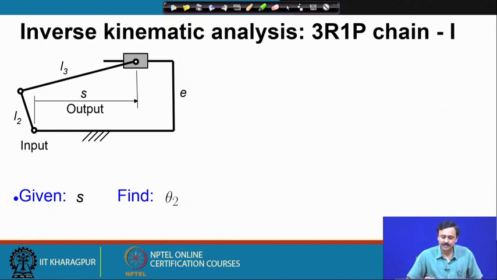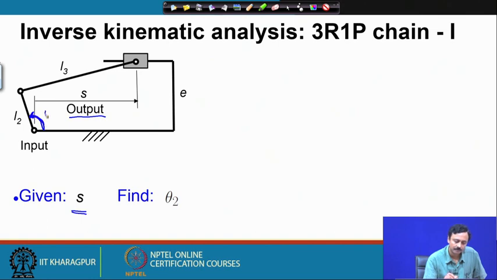Now, let us look at the inverse kinematic problem for the 3R1P chain. Here we are given the slider position S, that means the output is specified. What do we have to find out? We have to find out this angle, the input angle. So, this is the inverse kinematics problem.